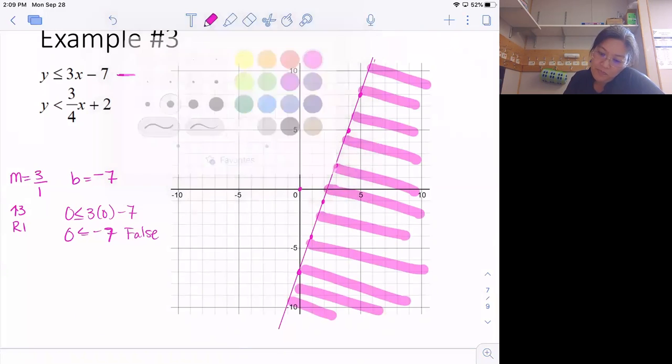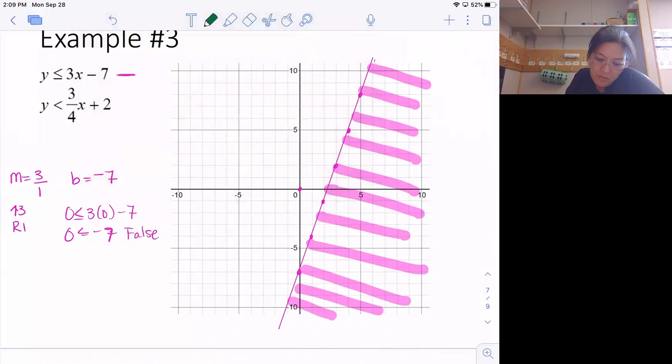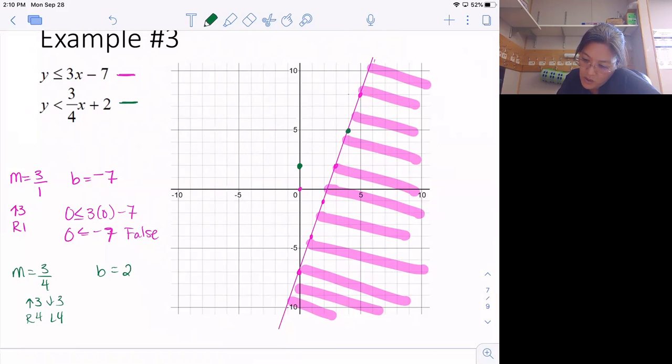All right, second one. Let's do this one in green. The second one is M is 3/4. B is +2. So I'm going to go up 3, right 4, or I'm going to go down 3 and left 4. But I'm going to start this one at +2. Up 3, right 4. There's my point of intersection. That's kind of cool. 1, 2, 3, 4. I can also go down 3 and left 4. Down 3 and left. 1, 2, 3, 4. Solid or dotted? Yep. Less than or equal to does mean solid.